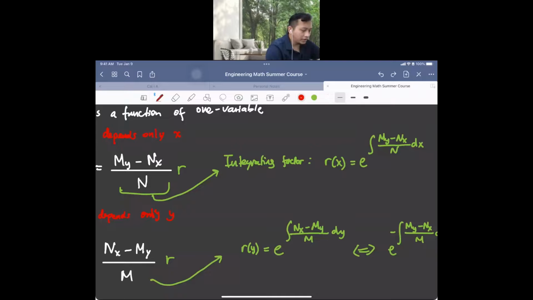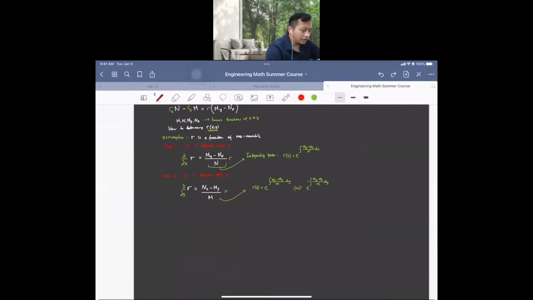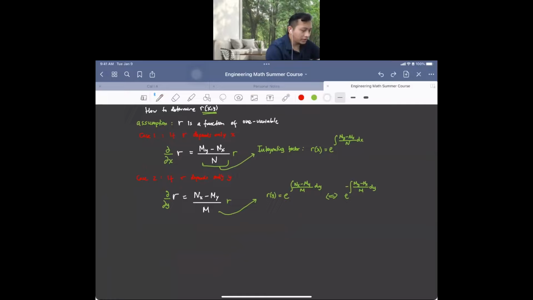Let me give you an idea, just a quick example of how we can use this in our solutions.